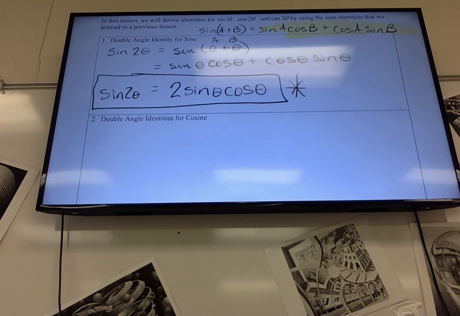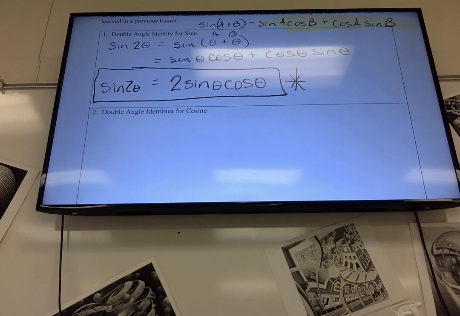Double angle identities for cosine. So if I have the cosine of 2 theta, that's the same as doing the cosine of theta plus theta. And we have a nice little formula for that. Cosine of A plus B is the cosine of the first one times cosine of the second one minus sine of the first one times sine of the second one.